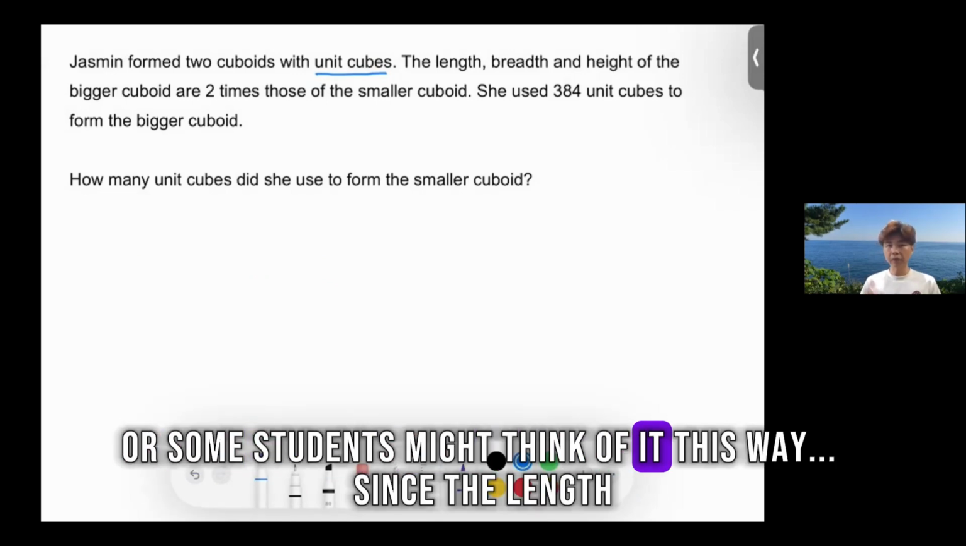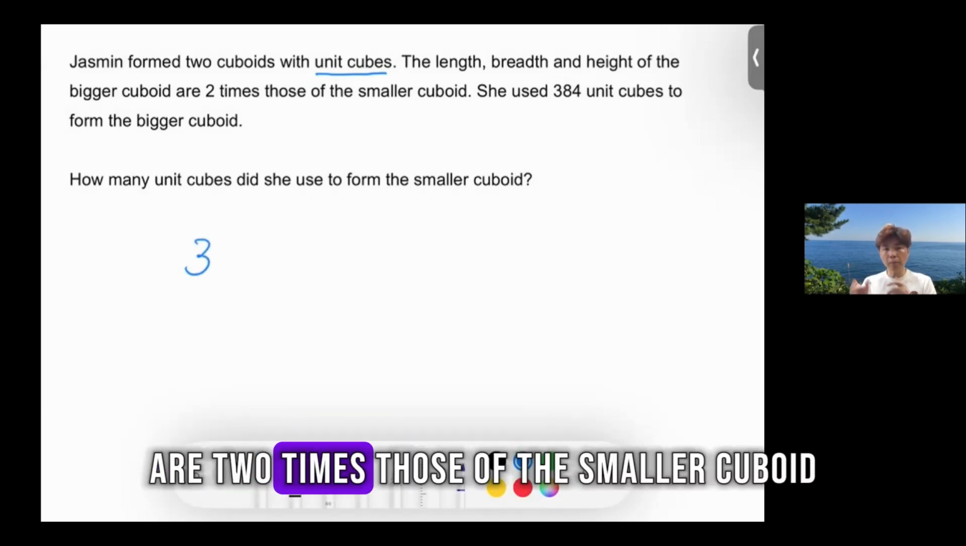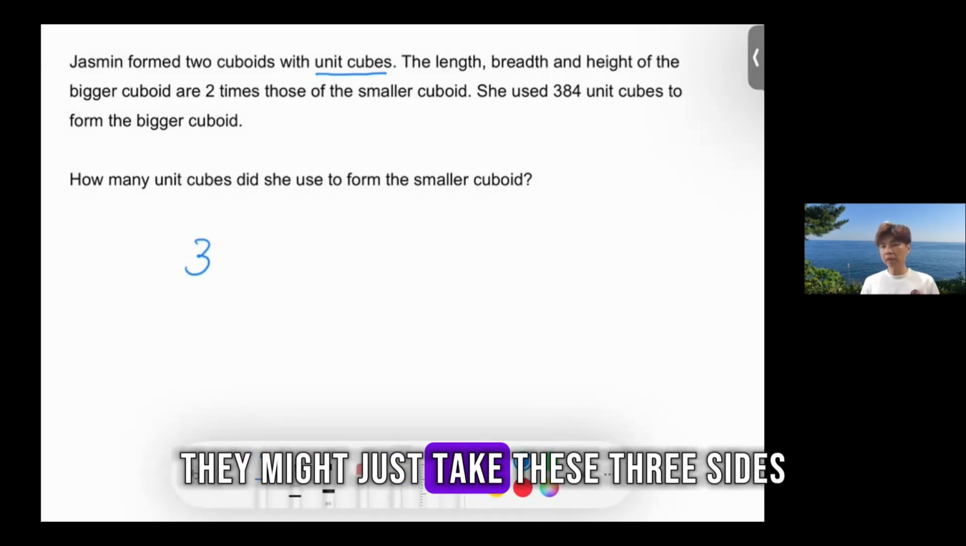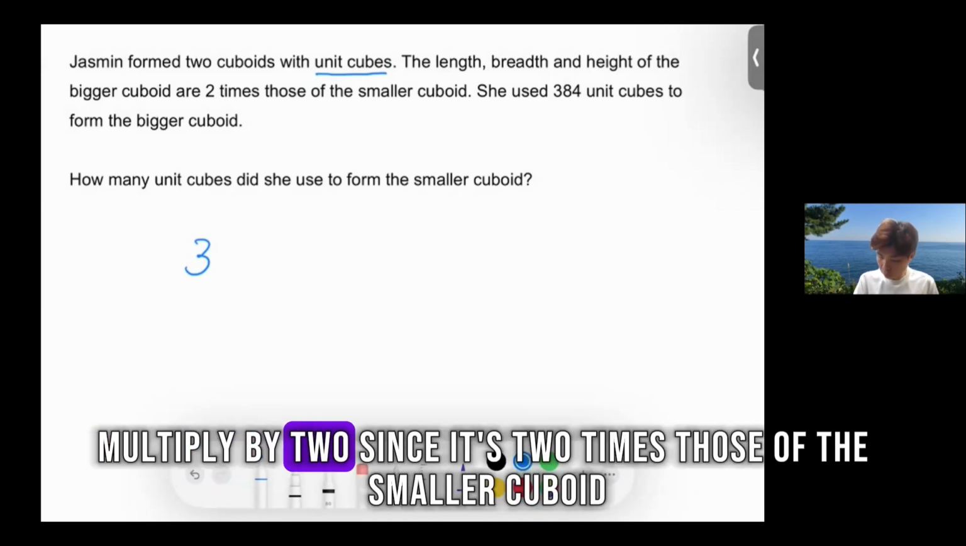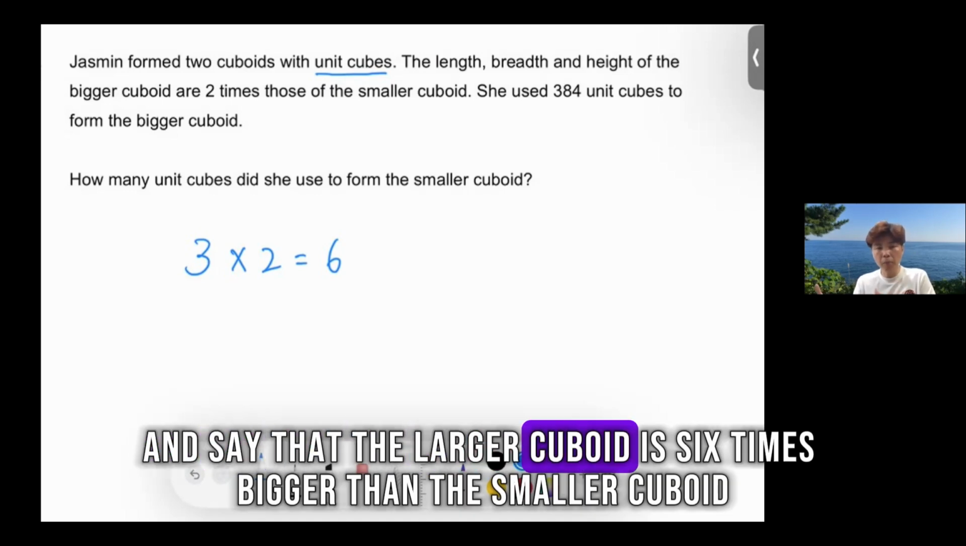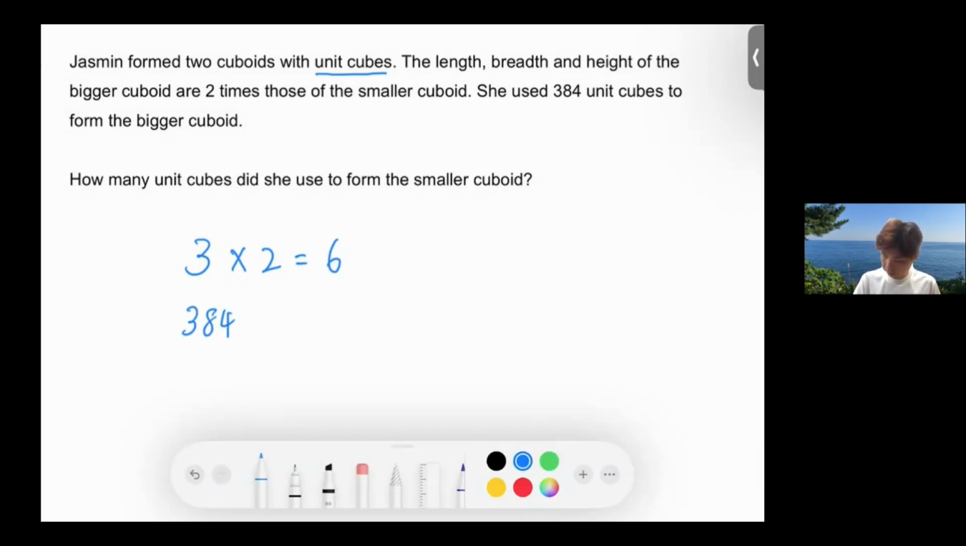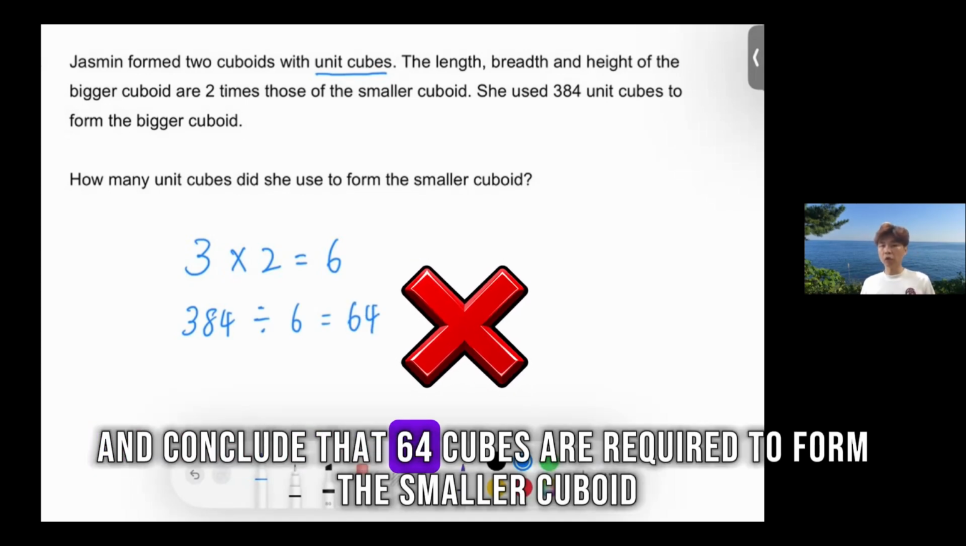Or some students might think of it this way. Since the length, breadth, and height, these 3 dimensions of a cuboid, are 2 times those of the smaller cuboid, they might just take these 3 sides, multiply by 2, since it's 2 times those of the smaller cuboid, and say that the larger cuboid is 6 times bigger than the smaller cuboid. And they will proceed to take 384 divided by 6. And conclude that 64 cubes are required to form the smaller cuboid.